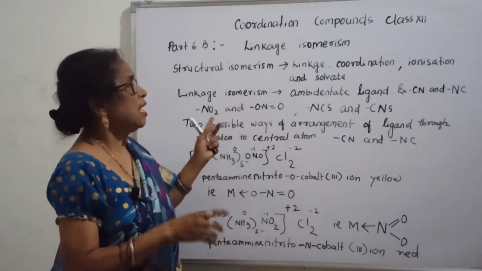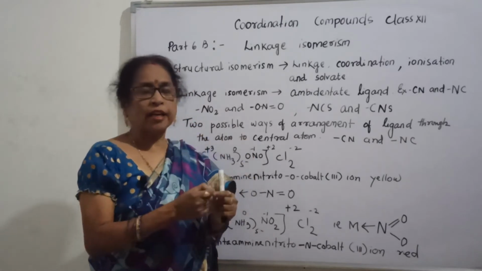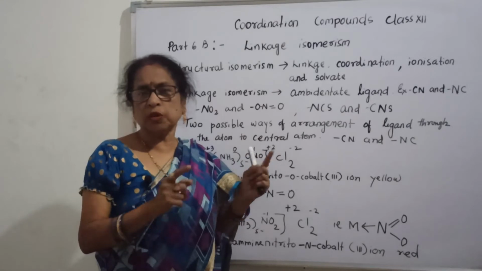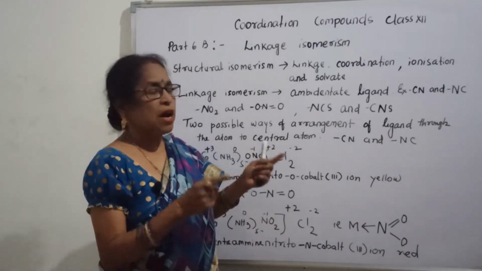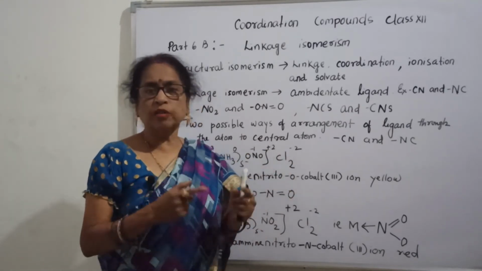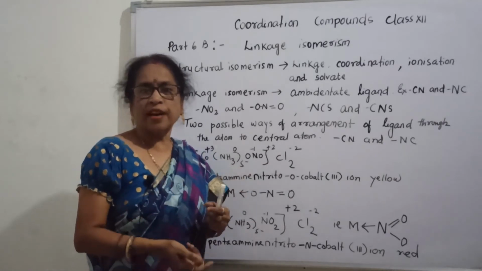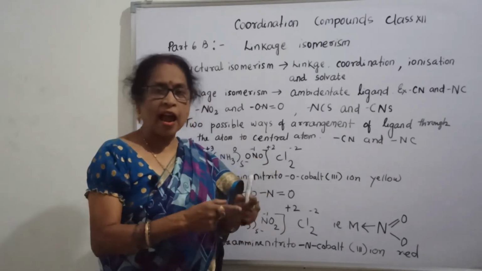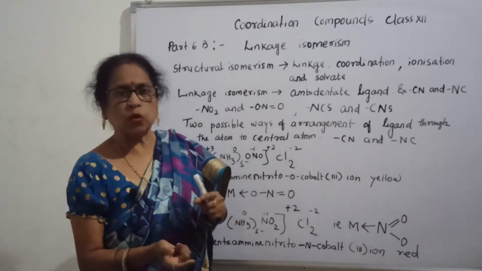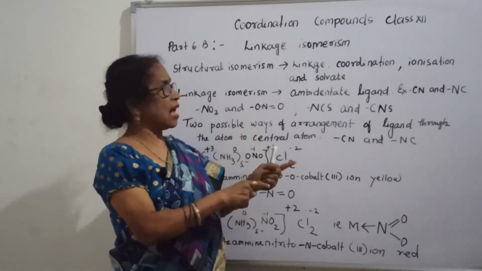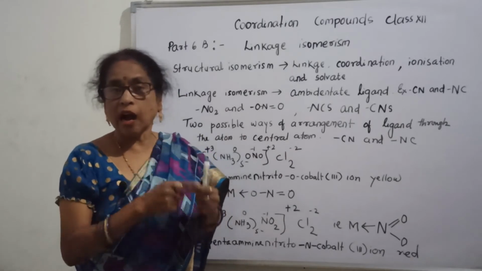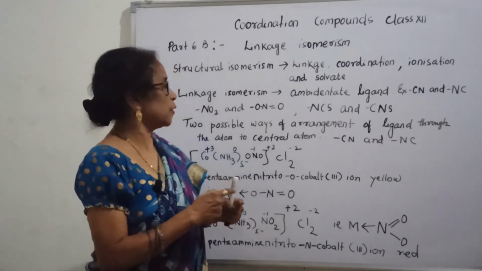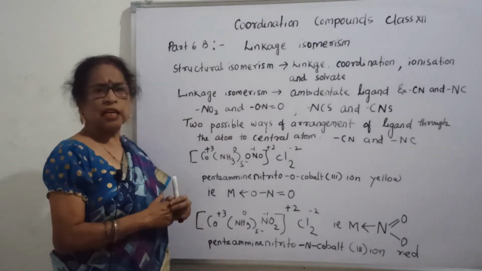So again, see: in linkage isomerism, the atom linked to the central atom is different. In coordination isomerism, the coordination spheres are exchanged by the ligands. In ionization isomerism, the counter ions are different. When inside the coordination sphere it acts as a ligand, and outside the coordination sphere it acts as a counter ion, it gives a positive acid radical test. Now come to linkage isomerism.